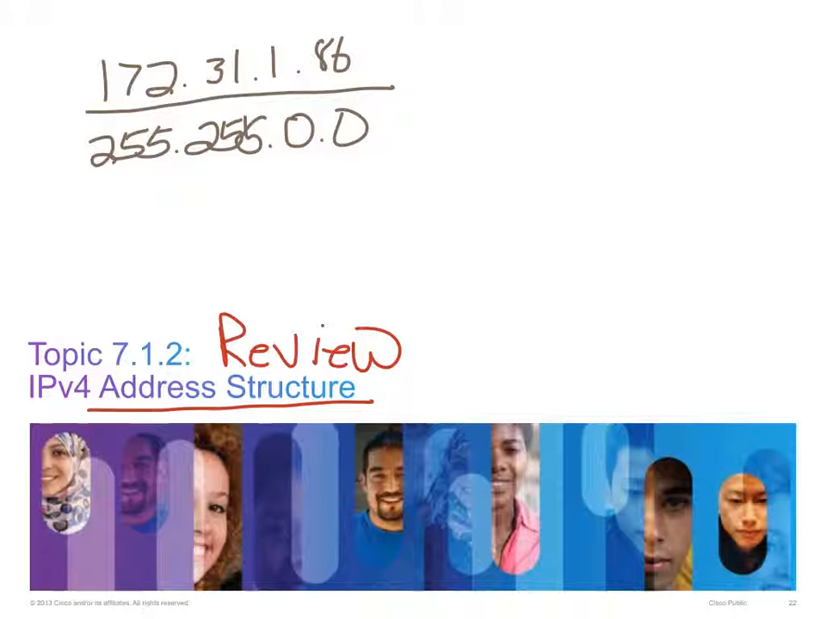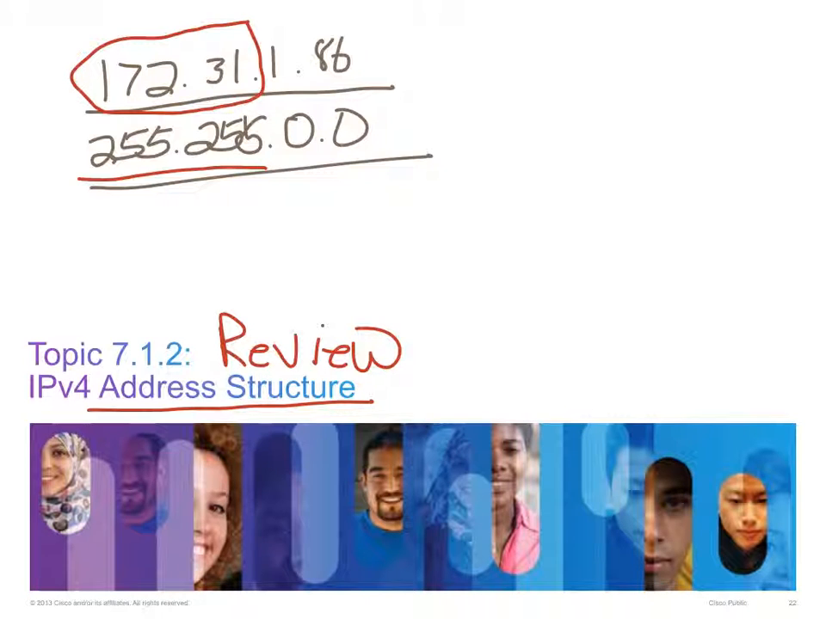If we take a look at that, you should now be able to say, well, this part is what? That's the network part of the address. Okay. This part is the host part of the address. Now we can make a lot of hosts out of here on this one network, just as an example.